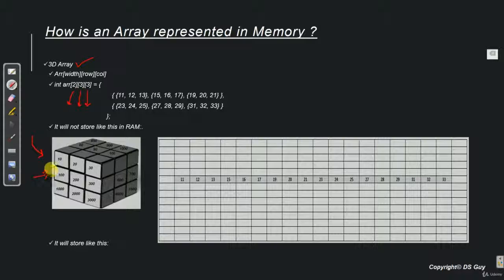But this is at a logical level. But at a physical level it will be stored in this way. That is, it will be stored in a one dimensional array which is flattened from this 3D array. So as we can see, depth 0, row 0, column 0 comes first, depth 0, row 0, column 1 comes next, and so on.